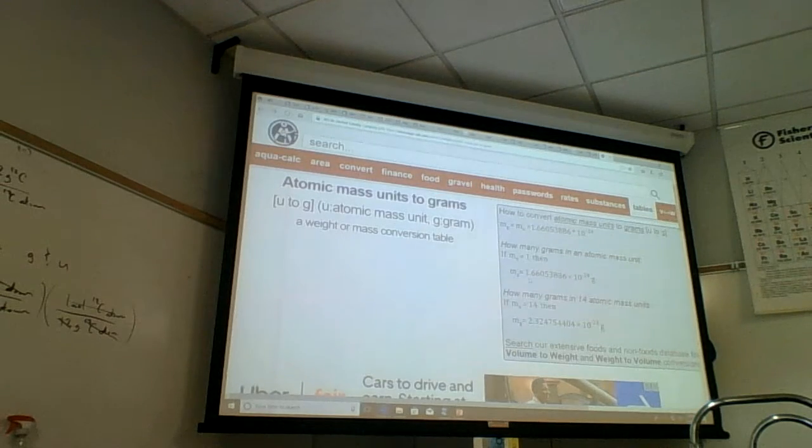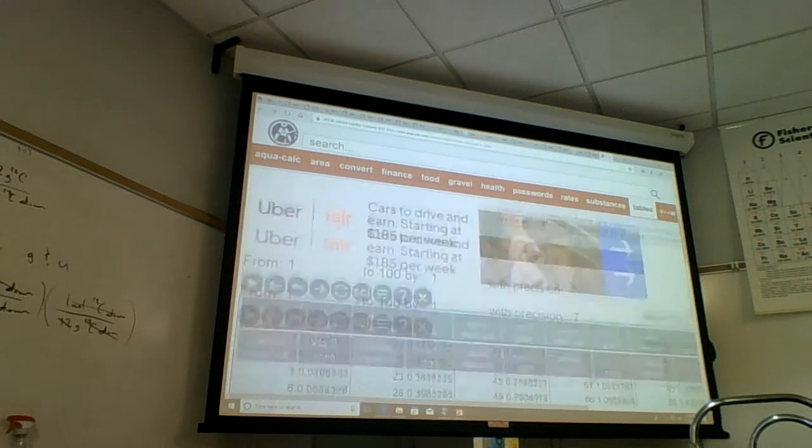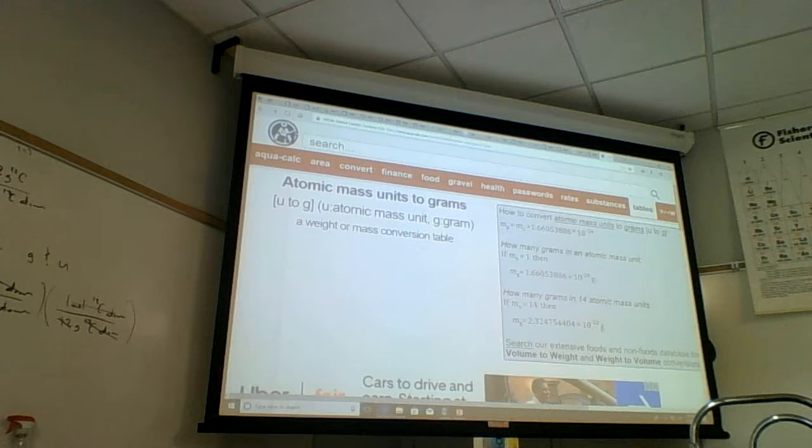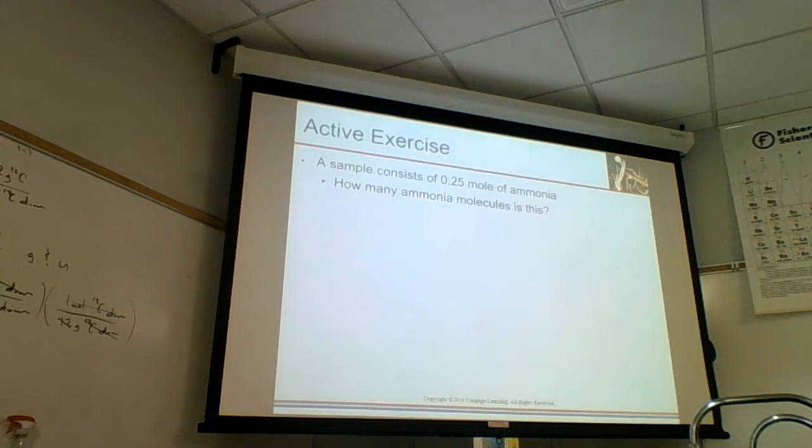1 U is equal to 1.66 times 10 to the minus 24 grams. They also have it in kilograms as well. But either way, it's easier to remember using Avogadro's number. Avogadro's number is a very common thing to memorize in chemistry. Now let's continue with this.